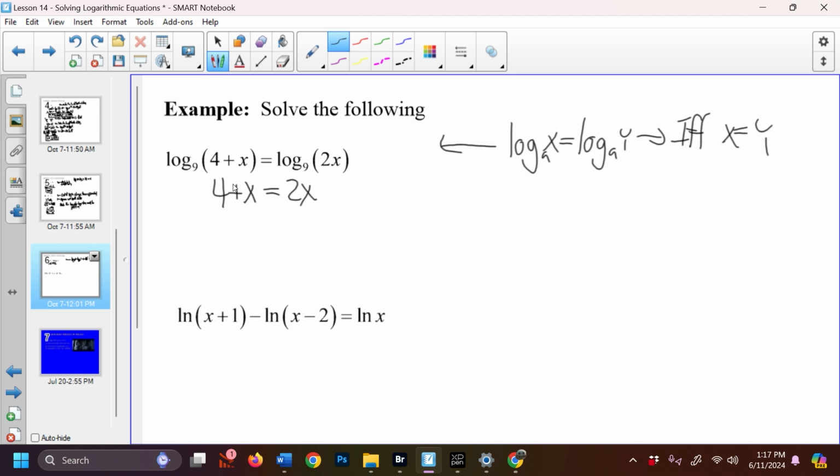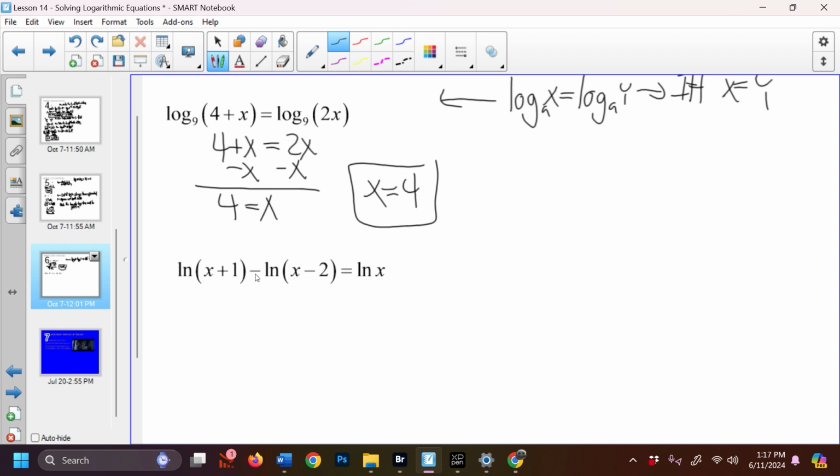Solving for x, let's subtract x from both sides, minus x, that gives me 4 is equal to just x, so x equals 4. All right, now I want to get it to be something that looks like that last example, where I have one logarithm on the left, one logarithm on the right with the same base. But I have two, I have this subtraction.